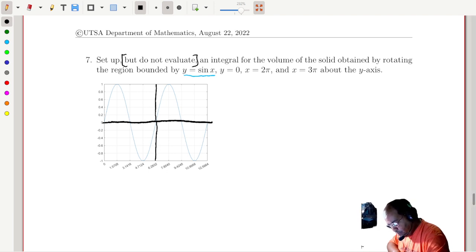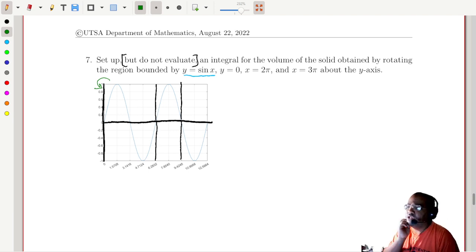And x equals 3 pi. That's 9 and a bit. Okay. And we're rotating around the y-axis. So the y-axis is where again? Yeah, we should probably bolt that in here. Y-axis is here. Okay, I'm going to go ahead and rotate around there. I'm going to use the dark green here.